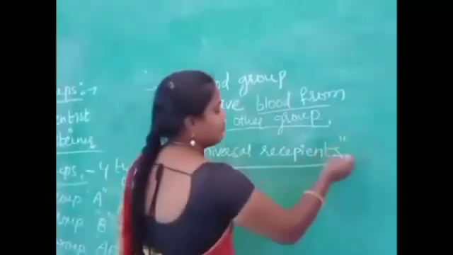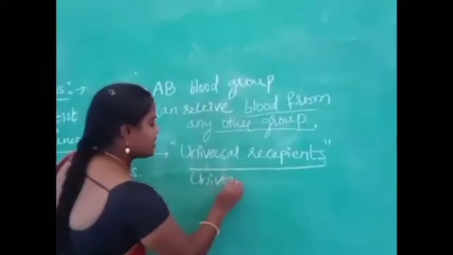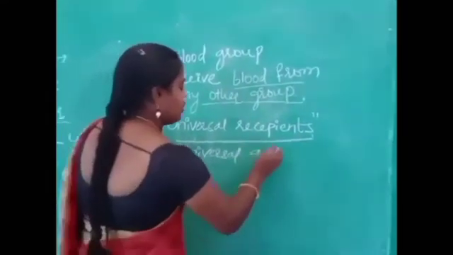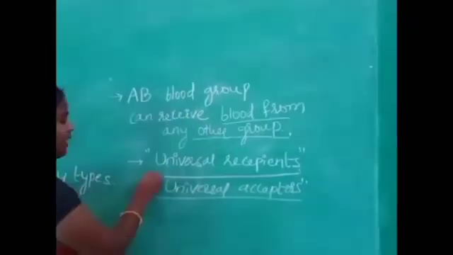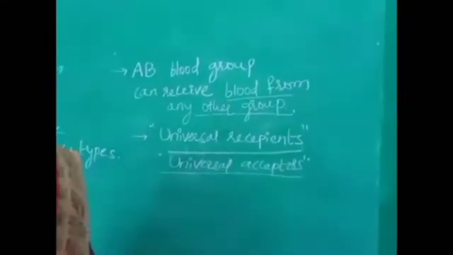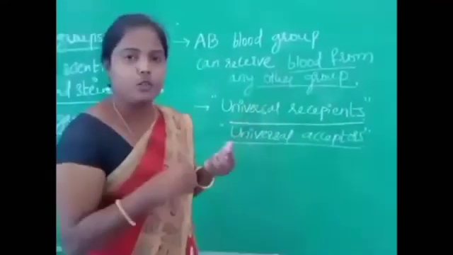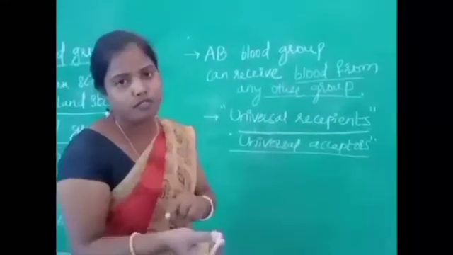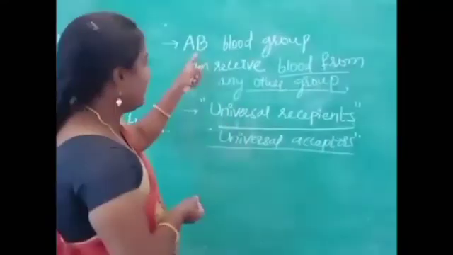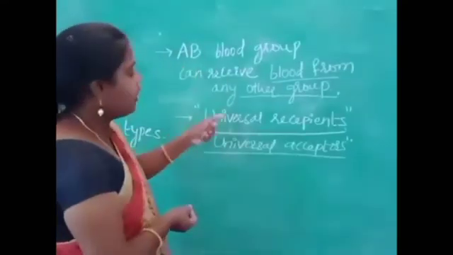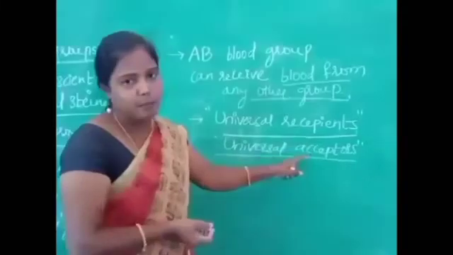Recipient means acceptor, or it is called universal acceptors. Acceptor means we can accept from any blood group. See children, the AB blood group person can receive blood from any other group, either A, B or O. That's why the AB blood group person is called a universal recipient or universal acceptor.